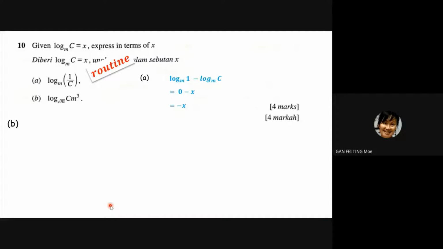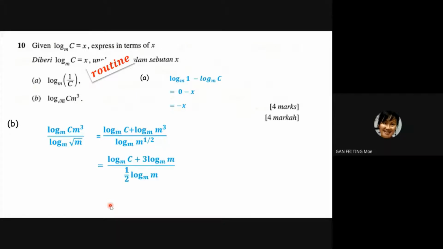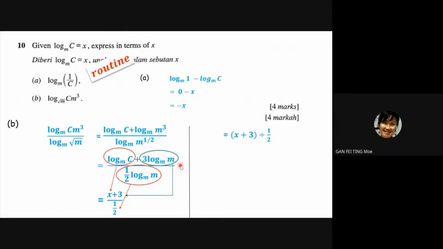This is part 1. Part B, I start to do my work. Okay, I change base. Then I apply the multiplication rule and the power rule. Okay, then I apply the power rule here. Then I substitute. This is X, this is X, and this is 3, and this is half. So my working continues: X plus 3 divided by half. Divided by half means that it's multiplied by 2/1. So therefore, you have this answer.